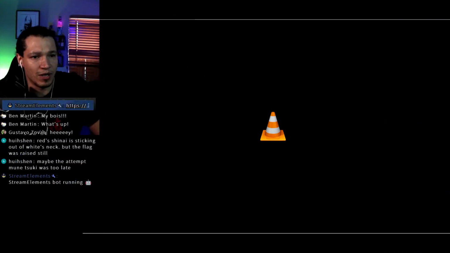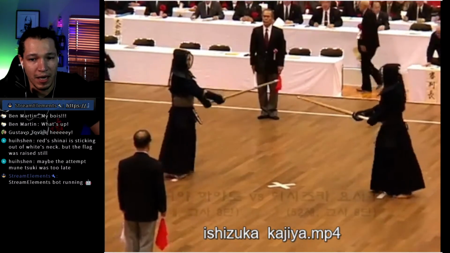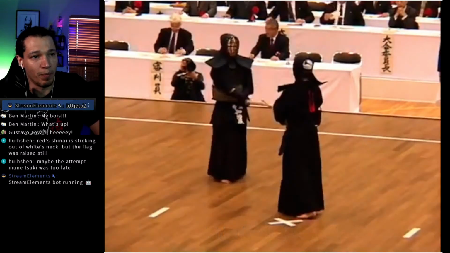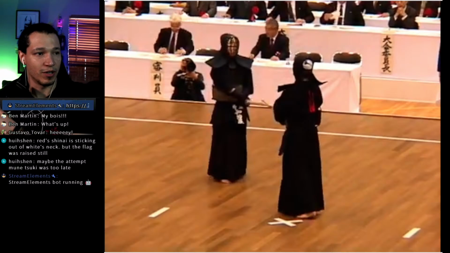So Shen, you're saying red's shinai is sticking out of white's neck, but the flag was raised still. Maybe the attempted munetsuki was too late. Okay, first of all, this wasn't a munetsuki. I think it was a, what's the name in Japanese, mukaisuki, right? When the person is approaching, and that's not an ippon. That would be a way of keeping the opponent at bay. But interesting question.